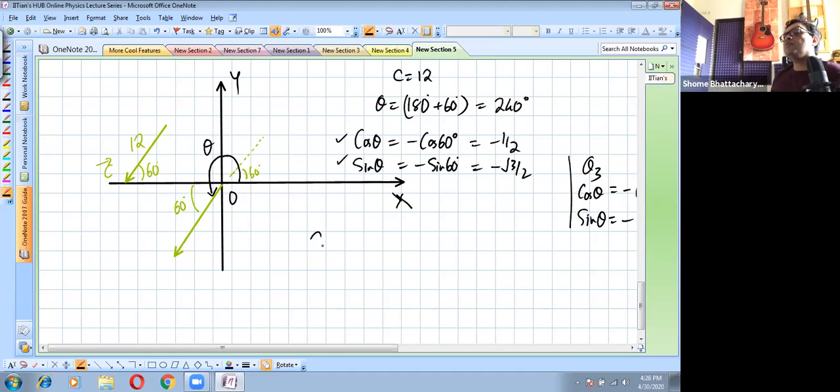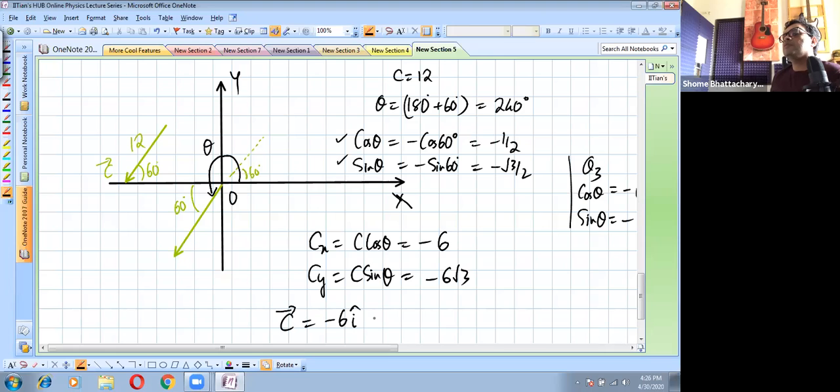So C's x component is becoming C cos theta, which will become minus of 6, and C's y component. So it's in third quadrant, you can see, so both the components are negative. Okay, so the vector C itself, when we express it, will become minus 6 i cap minus 6 root 3 j cap. So this is what we mean by the component notation for the vector C, or the vector C written in i cap j cap form.